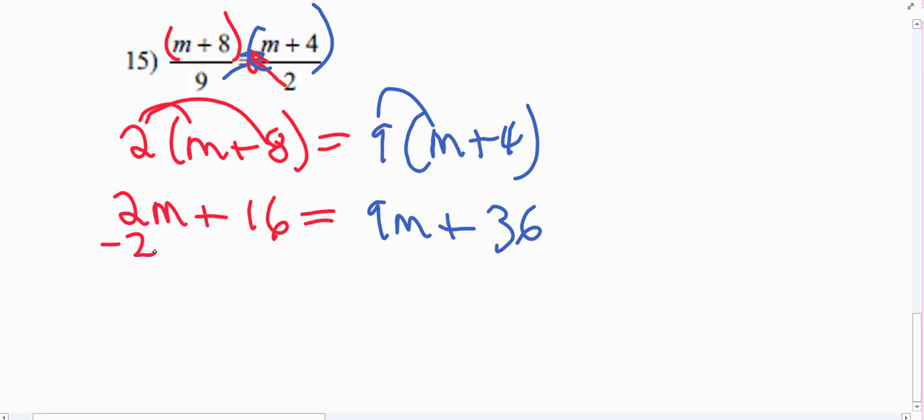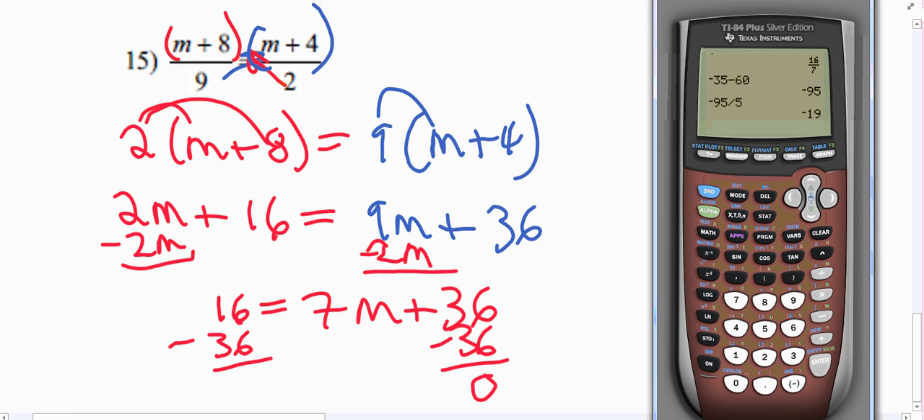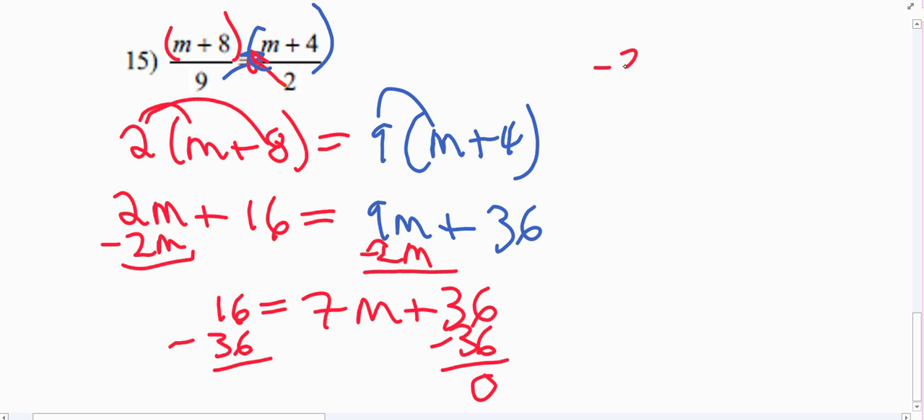We're going to subtract 2m. Subtract 2m, and we get 16 is equal to 7m plus 36. Moving our 36 over by subtracting, and we get 0 here, and 16 minus 36 gives us negative 20. So we have negative 20. Right, that was negative 20 right there. Equals 7m.